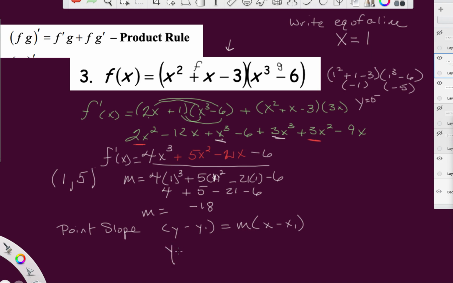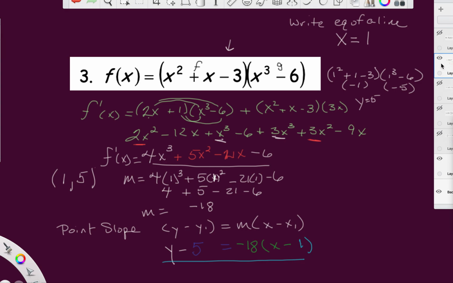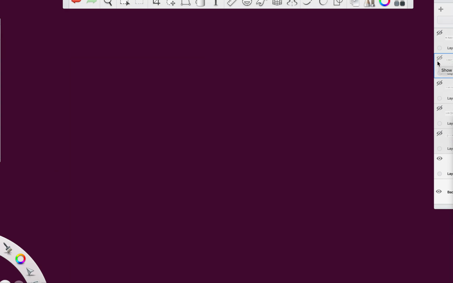So y minus my y1, which is 5, equals my slope, which is negative 18, times x minus my x1, which is just 1. And there it is. That's the whole answer. I'm going to move on because these things take way too long.